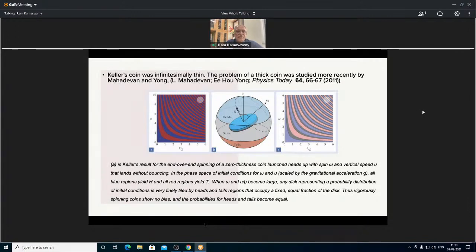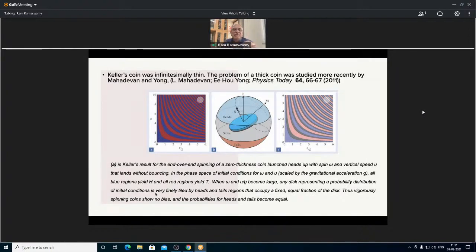And then what they showed was basically that Keller's analysis was perfectly correct. As you increase the velocity u, and you increase the initial angular momentum omega, then if I take any set of initial conditions sufficiently far, with very high velocity and very high spin, I get approximately equal amounts of heads and tails. All right.